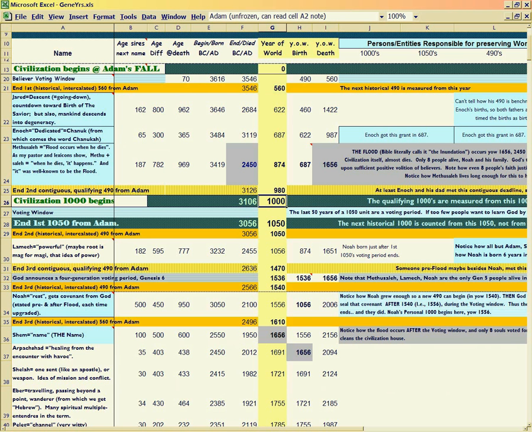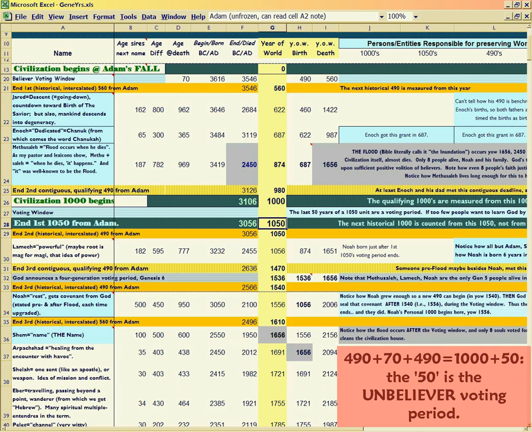Remember, a year says 1,000 days. Well, he's measuring it, and then you have a voting period for the unbeliever. That is 50 years. So the second 490 then ends at 1050. But then there's a third 490 because we haven't had our new voting period yet.